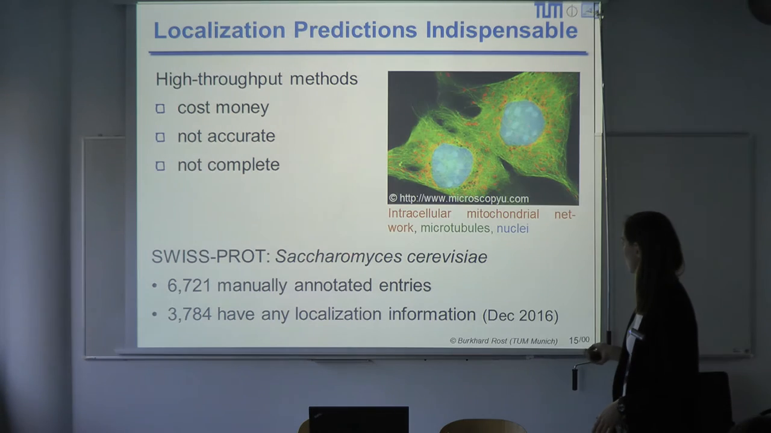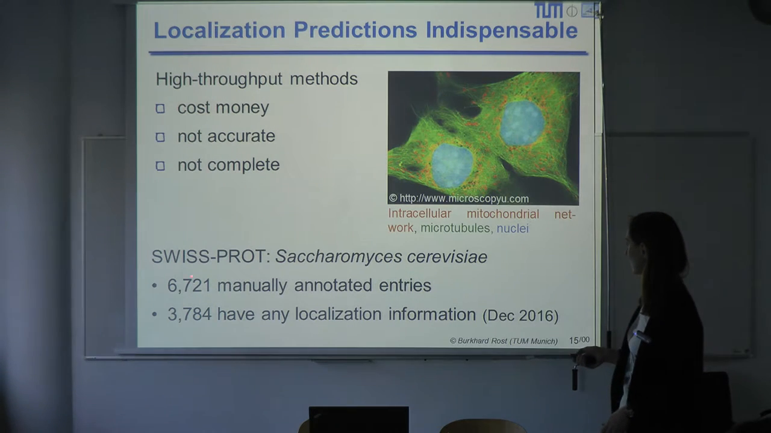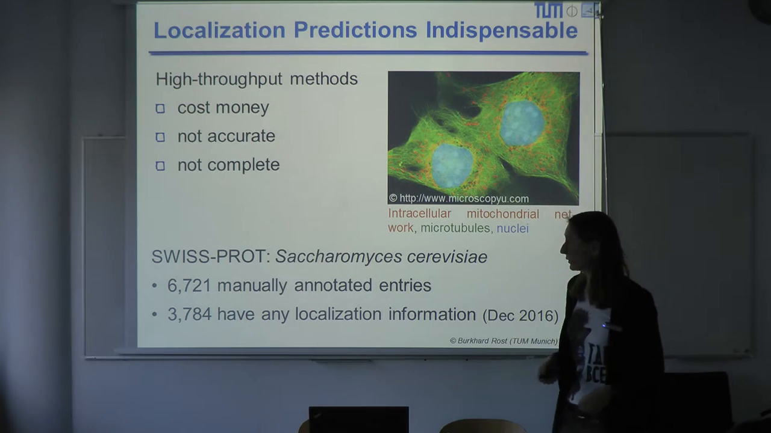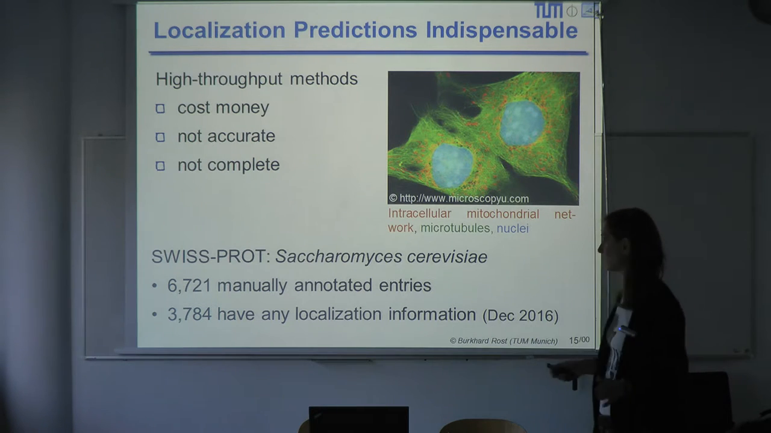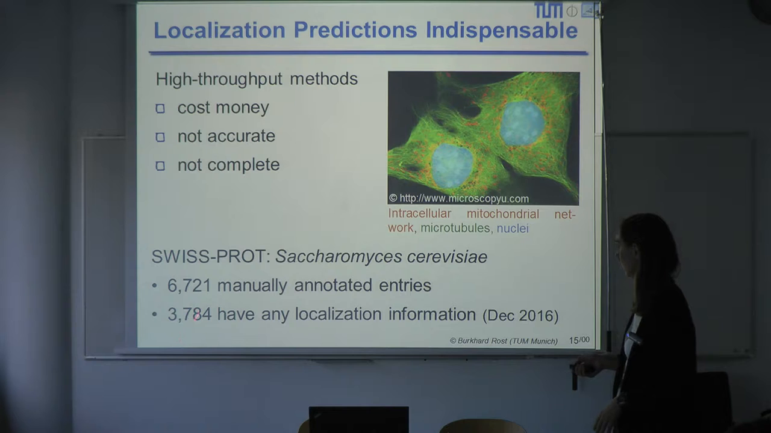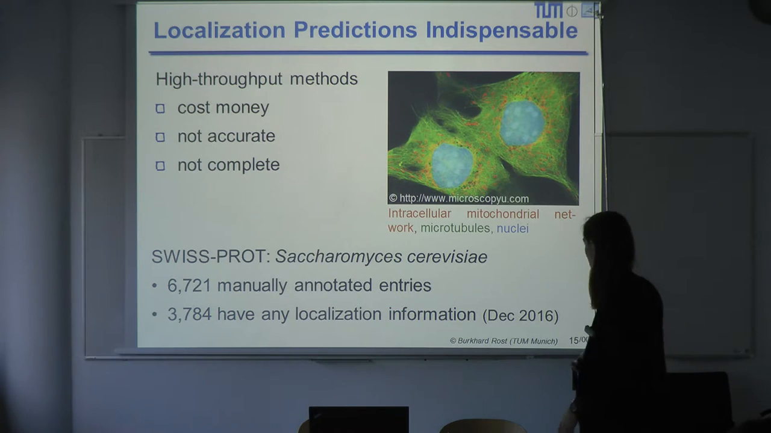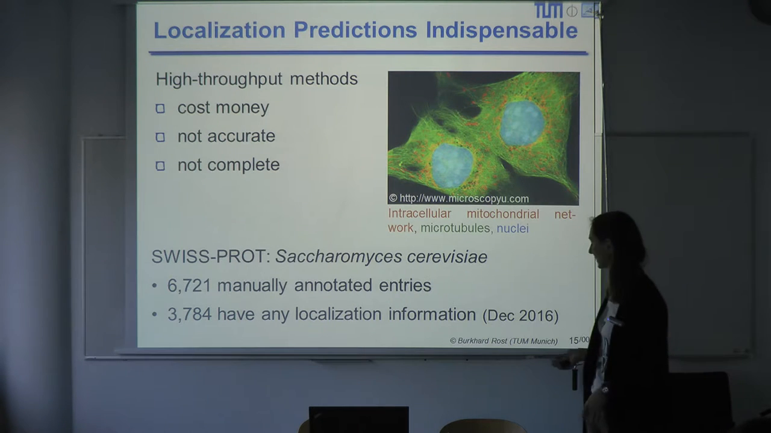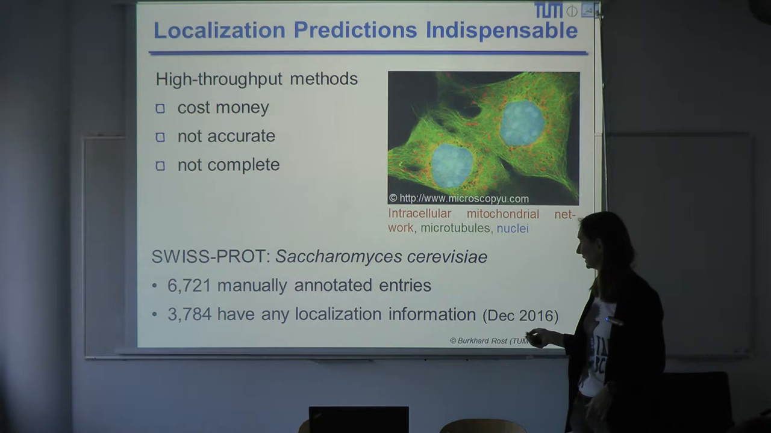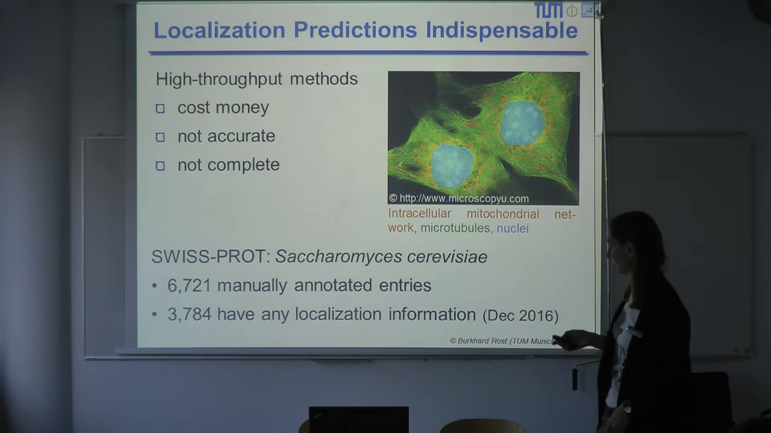And even for an organism like baker's yeast, where we said there are over 6,000 proteins, probably the most studied eukaryotic organism, everyone just makes experiments on yeast, and still only something like half of its proteome has any localization information. And this is the most recent information from December this year. So see that even for this kind of organism, it's really, really hard to determine localization for absolutely all proteins.